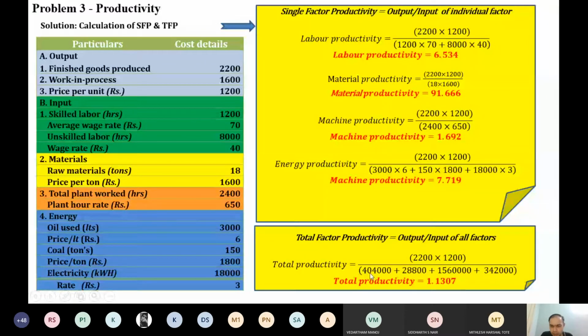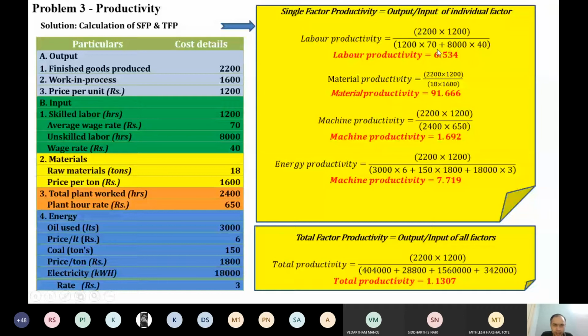I mean 4 lakh for 40 lakh 4,000. How did we get these values? It is 2,200 into 70 plus 8,000 into 40. If we calculate this, you will get this value. Okay, how did we get this value?